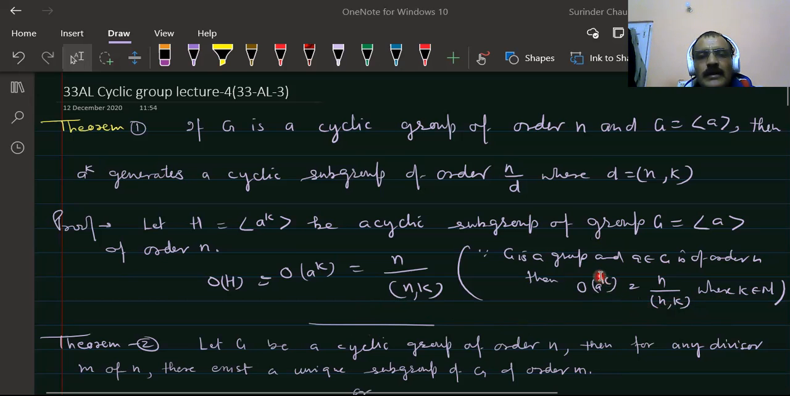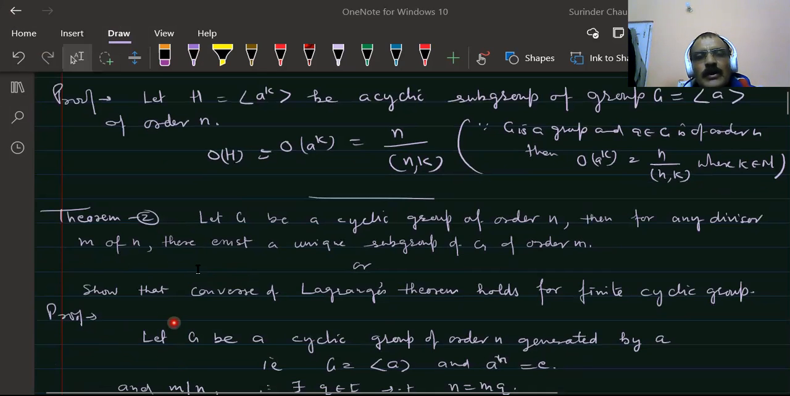So if you use this theorem here, you get the order of H. You know that the order of a cyclic group is the order of the element which generates it. So the order of H can be written as the order of a to the power k, which is equal to n upon the greatest common divisor of n and k. If G is a cyclic group of order n generated by a, then a to the power k generates a cyclic subgroup of order n upon d. It's very important here, and you will be using that in solving problems.